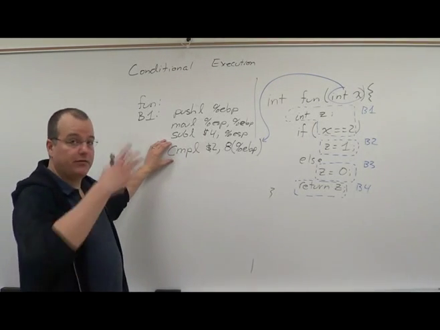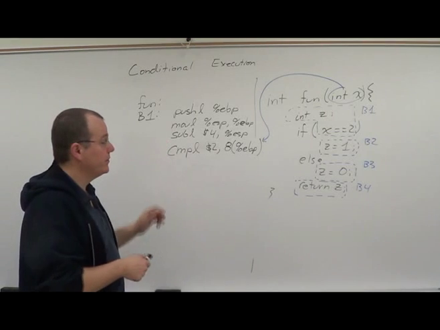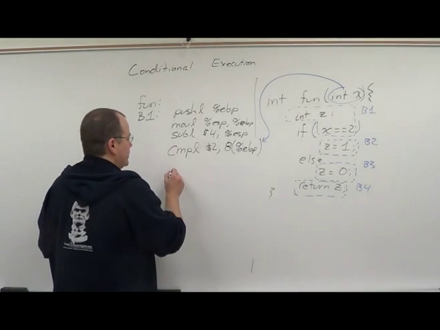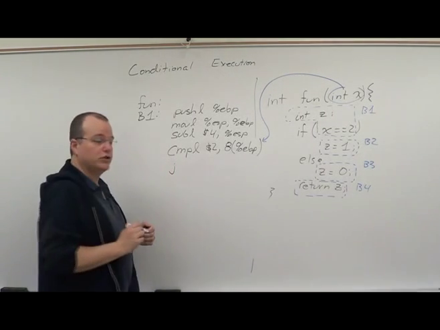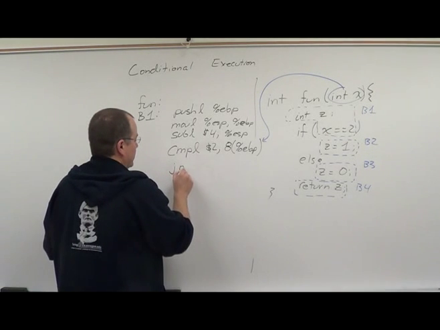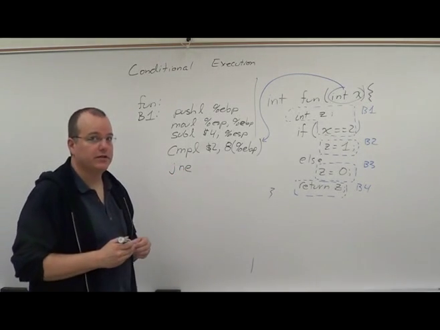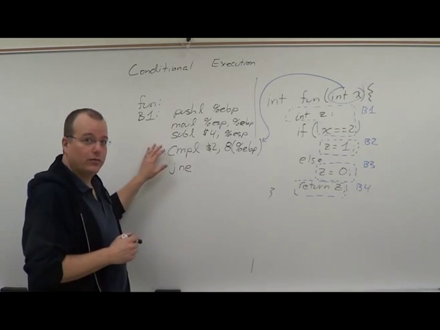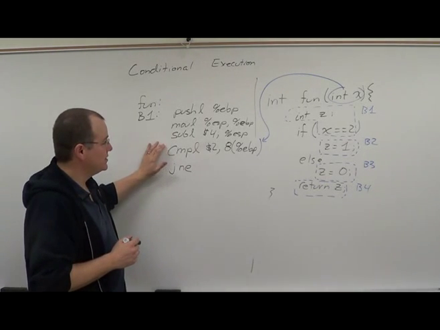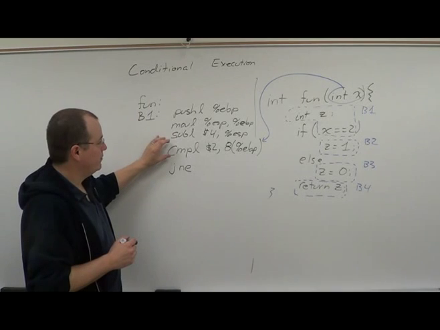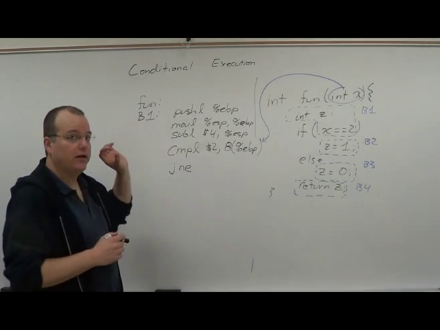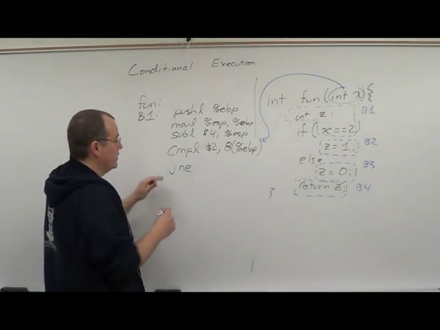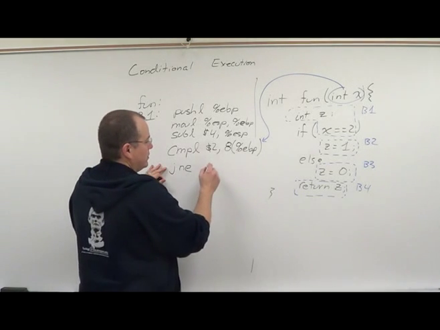So compare has set flags, however it needs to set them. And then I want to do a conditional jump, J. JNE. This is jump not equal. There's nothing in the code, nothing in the assembly that connects these two together other than this sets flags and the jump not equals reads the flags. So in my case, I want to jump not equal to block 3.